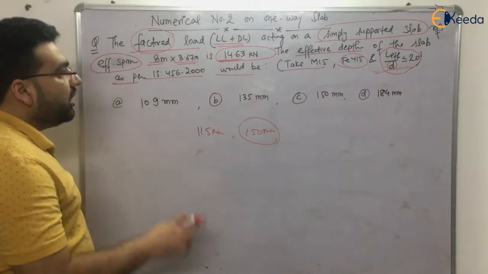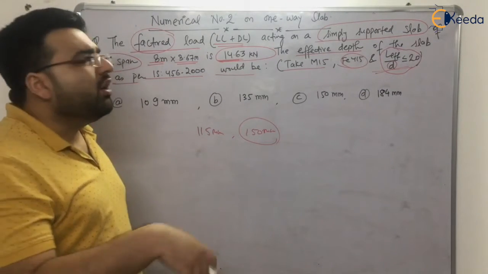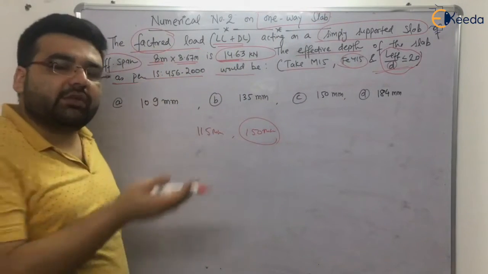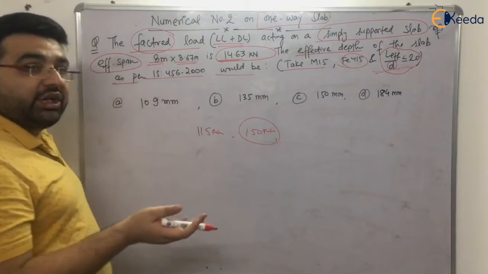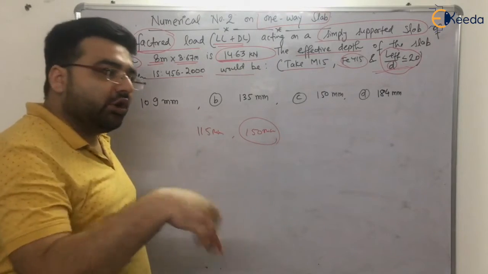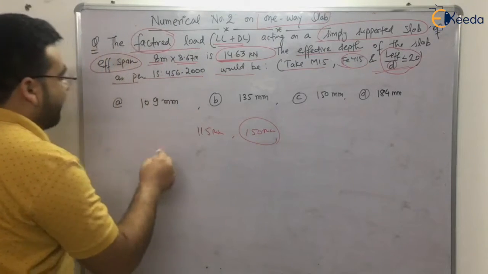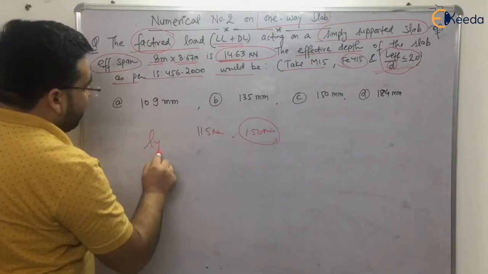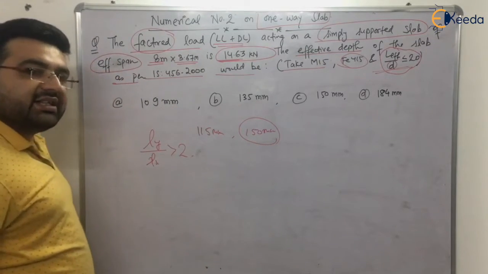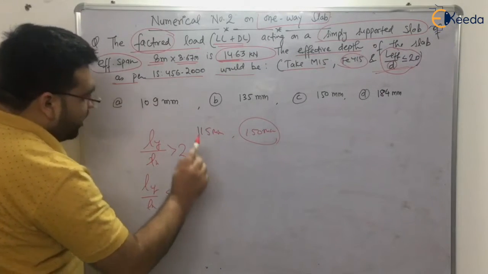Clear? Now first of all we have to check whether the slab is a one-way slab or a two-way slab. Already I have given you the numerical on one-way slab, so surely it will be a one-way slab. But in the question it will not be given that this numerical is a one-way slab. Either it will be mentioned as in the previous question, or there will be nothing mentioned, because here the effective span is given to you. So first of all we have to see whether the slab is a one-way slab or not. If Ly upon Lx comes out to be greater than 2, it is a one-way slab. If Ly upon Lx comes out to be less than or equal to 2, it is a two-way slab.